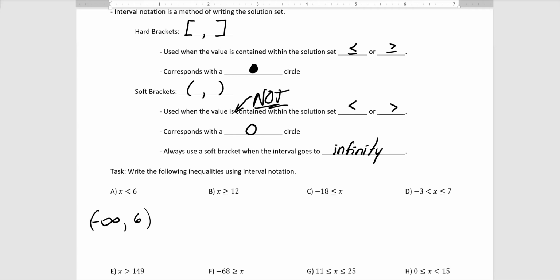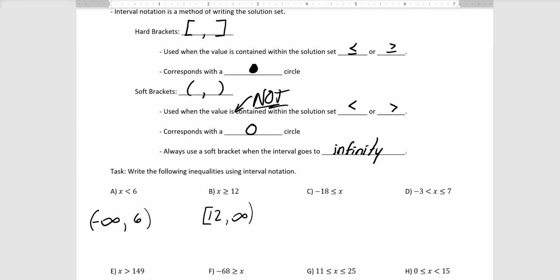All right, let's look at letter B. x is greater than or equal to 12. What's the smallest value x can be? Well, if x is greater than or equal to 12, 12 is the smallest value it can be. And since it's greater than or equal to, we'll have that hard bracket. Now, what's the largest value x can be? It doesn't say how big it can be. As long as it's bigger than 12, that's okay. So what's the biggest value we can think of? Infinity. So: hard bracket 12, comma, infinity, always with the soft bracket.